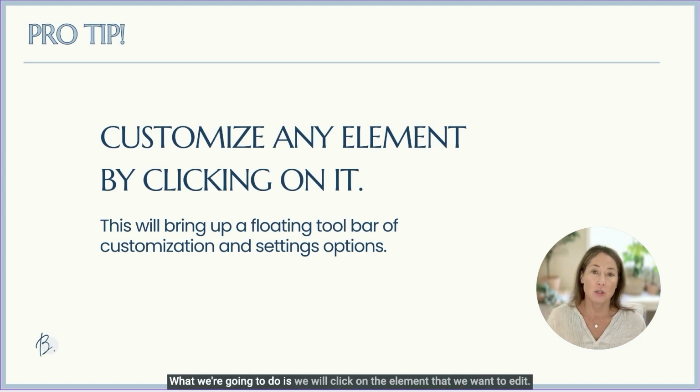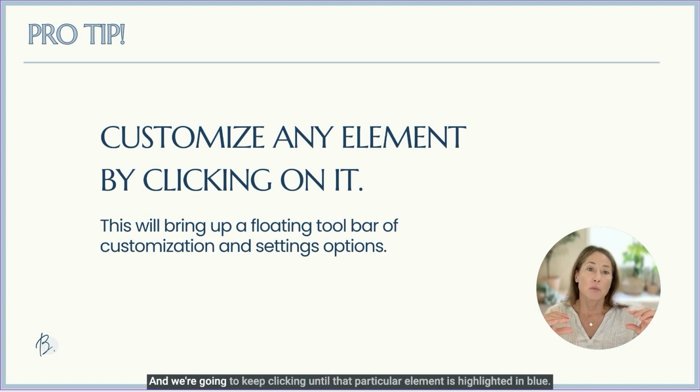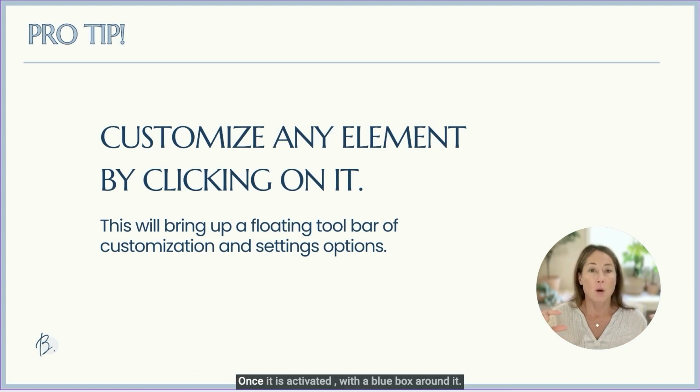What we're going to do is we will click on the element that we want to edit, and we're going to keep clicking until that particular element is highlighted in blue. Once it is activated with a blue box around it, that means we can begin customizing it. In addition, it's going to bring up a floating toolbar with all of our customization and editing options. Let me show you how to do this now inside the editor.